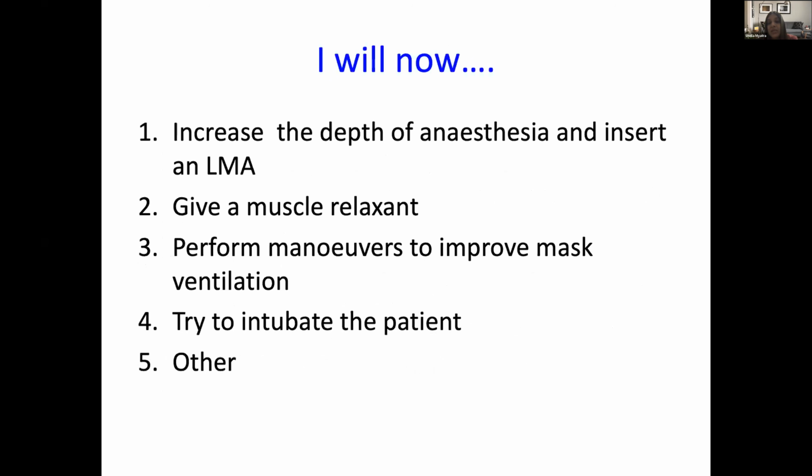Increase the depth of anesthesia and insert a supraglottic airway device? Should I give a muscle relaxant, perform some maneuver to improve mask ventilation, or should I just stop everything and put a laryngoscope in and intubate the patient, or something else?